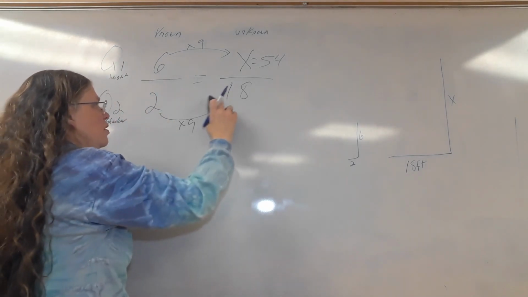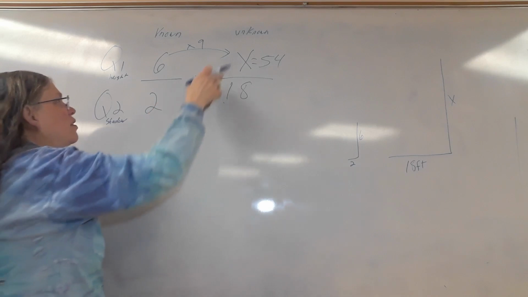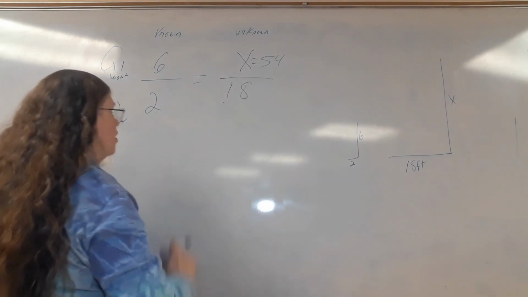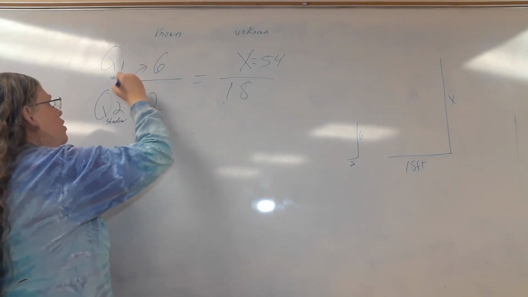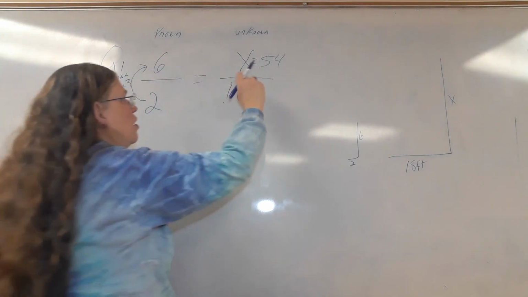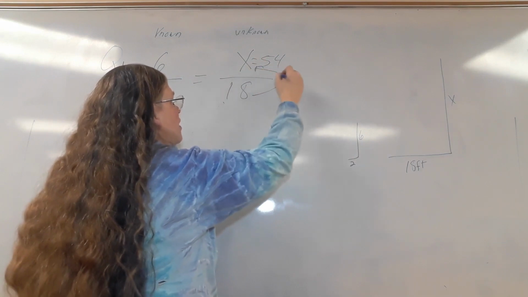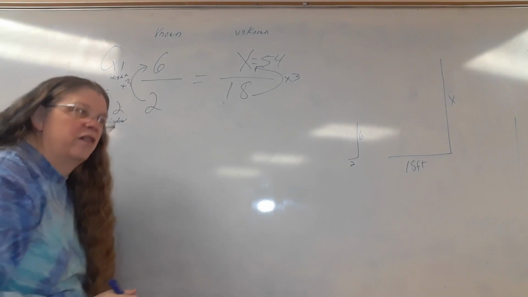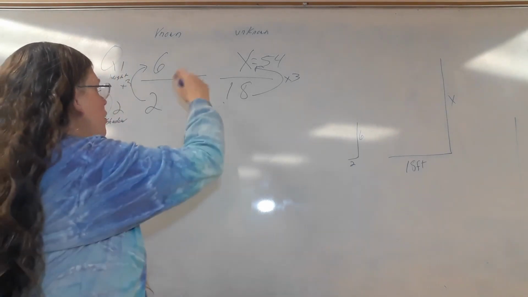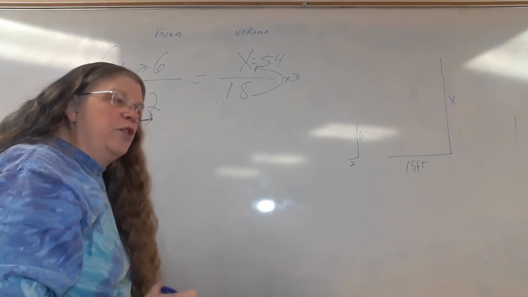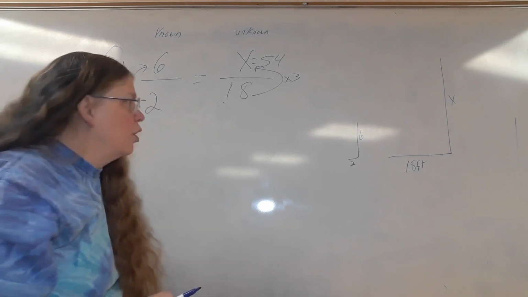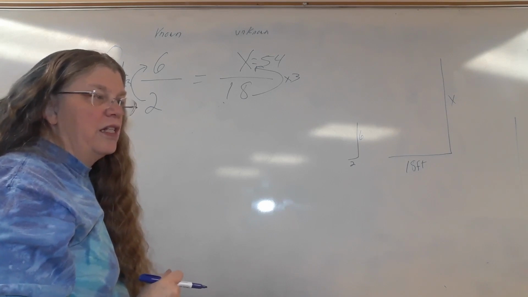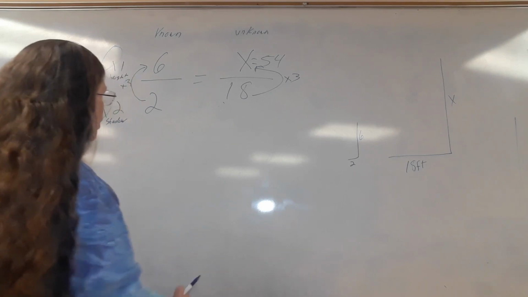It also works side to side on the sides. 2 times 3 is 6. 18 times 3 is 54. Those are a lot easier than the cross multiplication. Cross multiplication will always work, always, always, always. However, 90% of the time it's more work than it needs to be. You can generally get it faster.